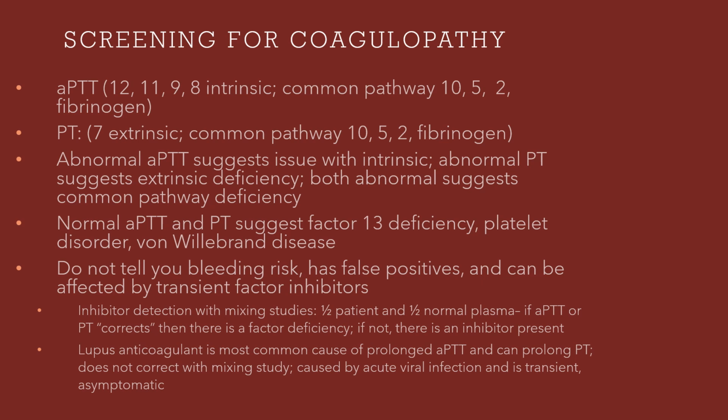You would use PT to screen for problems in the extrinsic pathway, 7, or the common pathway, fibrinogen, 2, 5, and 10. If you have an abnormal PTT, that suggests that there's an issue with the intrinsic. If you have an abnormal PT, then that suggests that it's a problem with the extrinsic. If both the PT and PTT are abnormal, then that suggests a problem with the common pathway. It's what's in common between them.